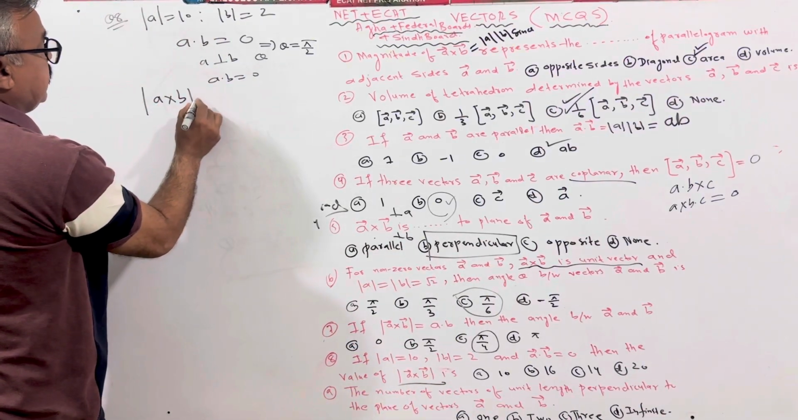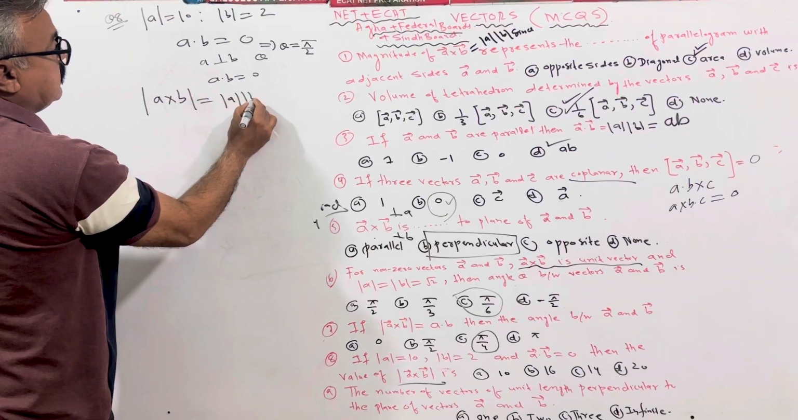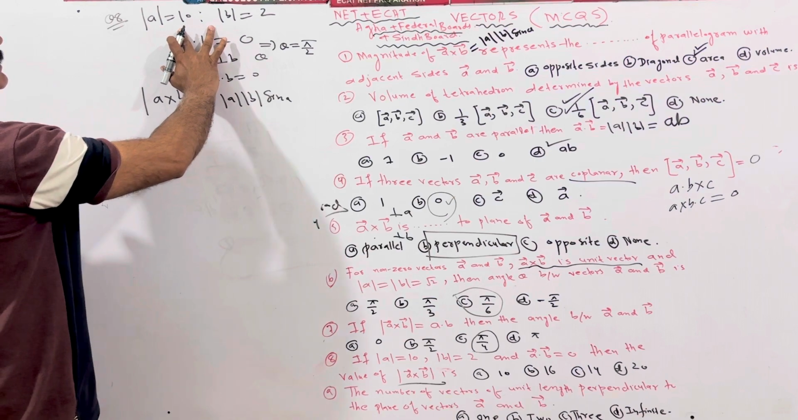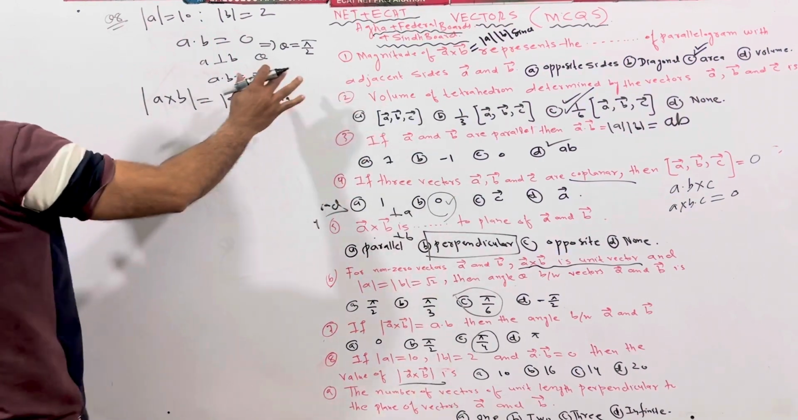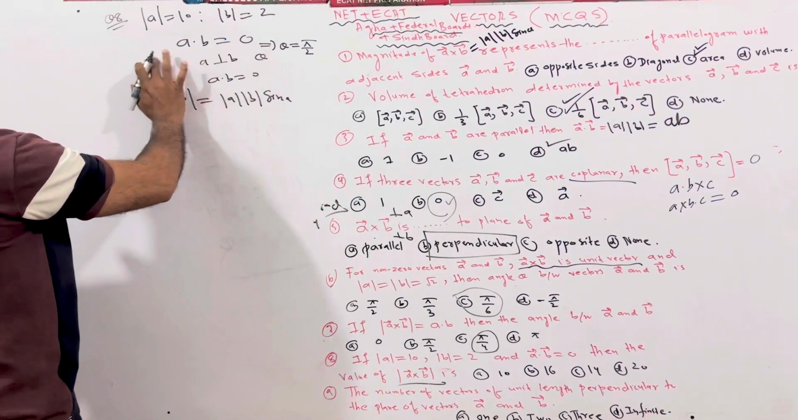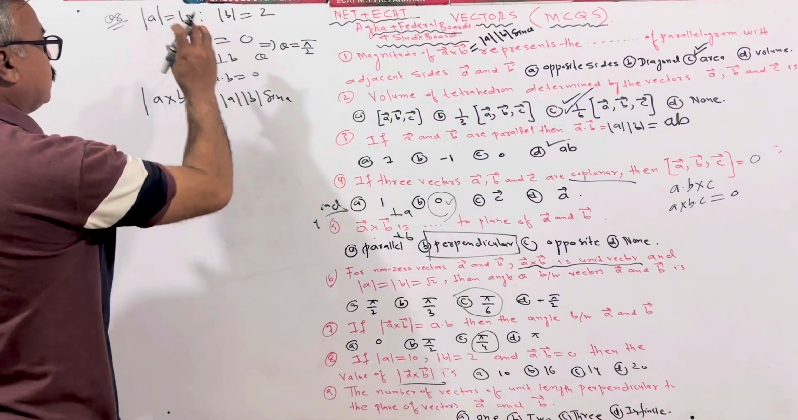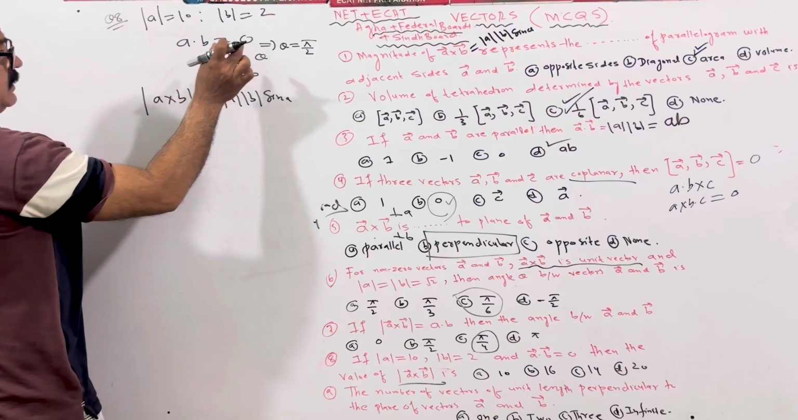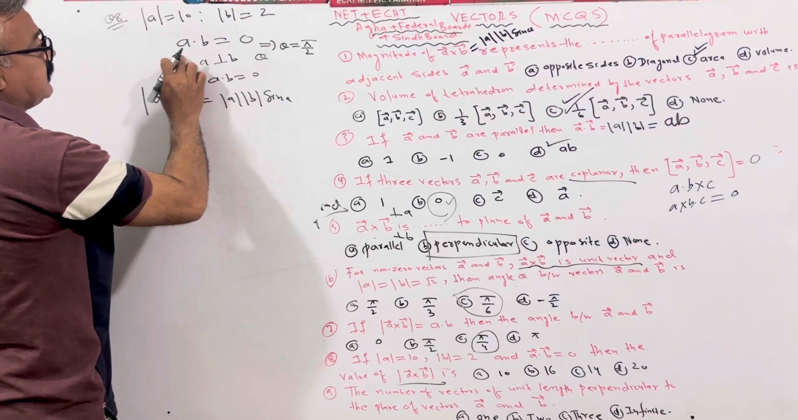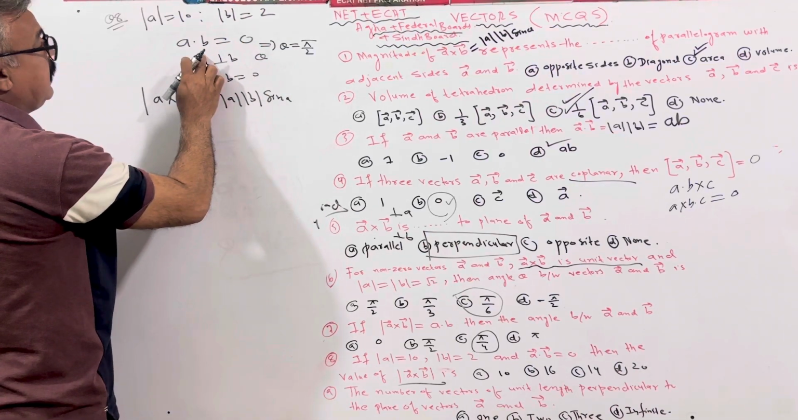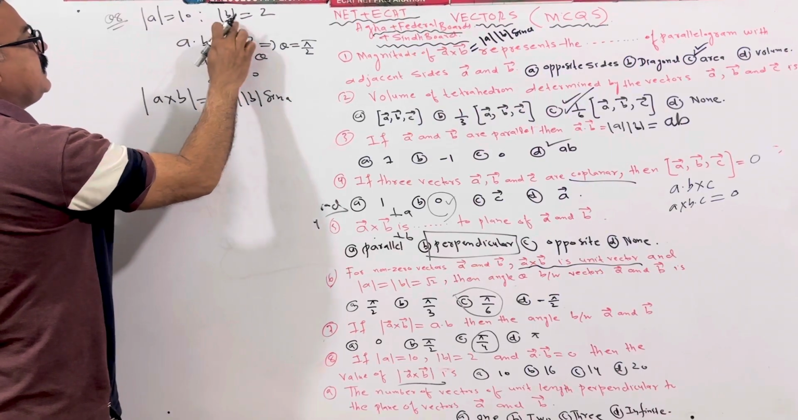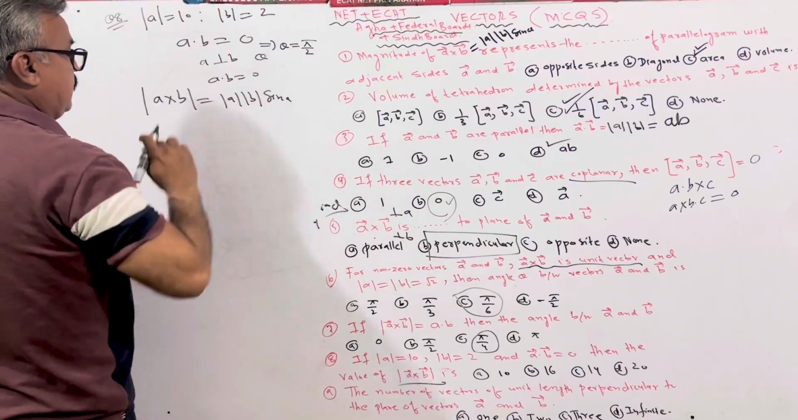The magnitude of A cross B is given by mod A, mod B sine theta. The magnitudes are explicitly given to us. Our inclination angle is given indirectly. Only the dot product of A and B being equal to 0 is given. From this one can conclude that the angle between them is 90 degrees, because the vectors are perpendicular. A is non-zero, B is non-zero, so the only possibility is theta equal to pi upon 2.